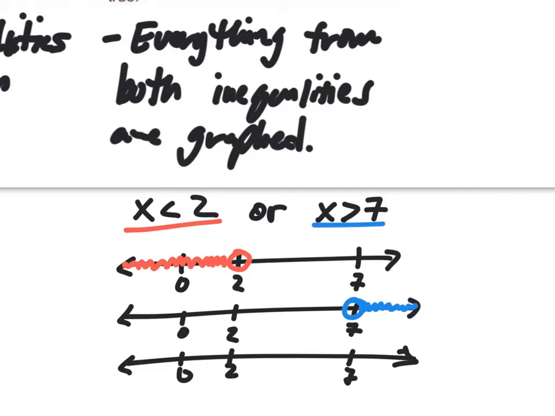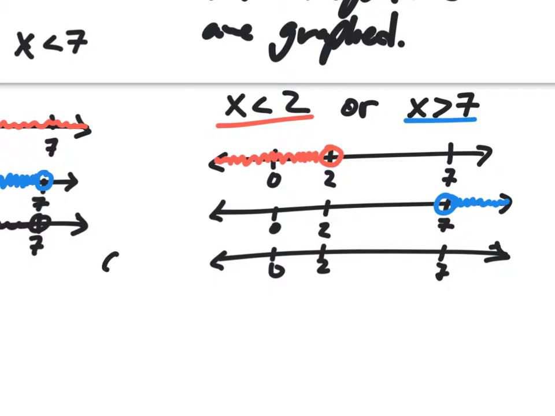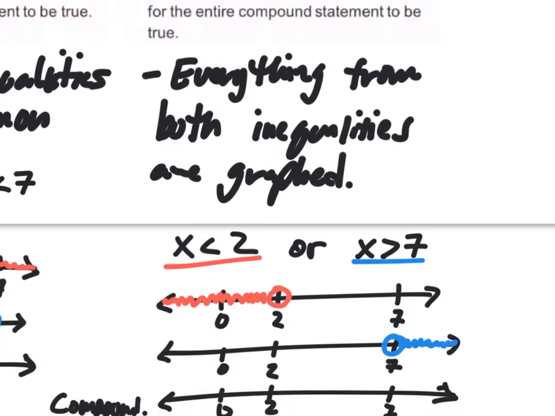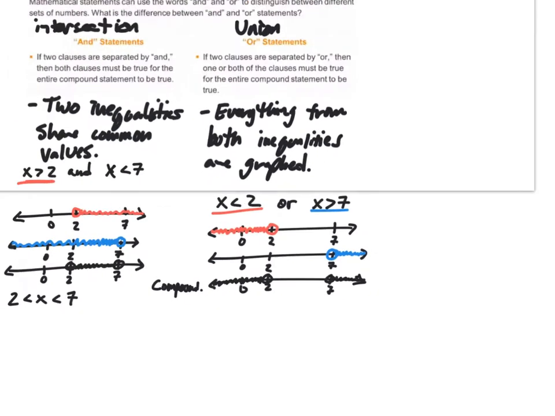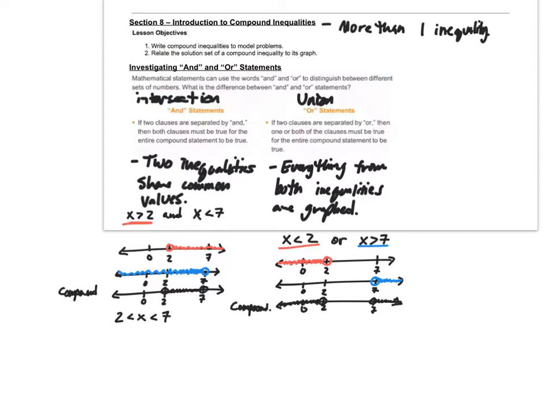But if I wanted to put them both together, if I wanted the compound inequality, and it's the "or", remember, "or" is where both inequalities are graphed on the same thing. It doesn't matter where they intersect. I just want to make sure that they're both on there. So I would say that x is less than 2 and x is greater than 7, and I would graph that. So that's what the graphs look like. And that's what I mean when I say two inequalities share common values, graph the intersection. Where do they have common values? But a union, you just put them both on there and leave it.